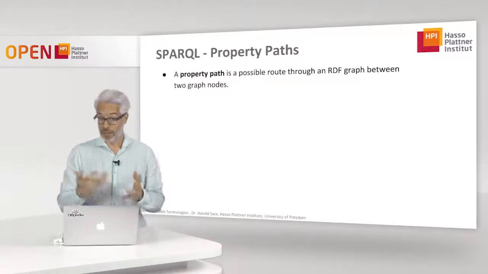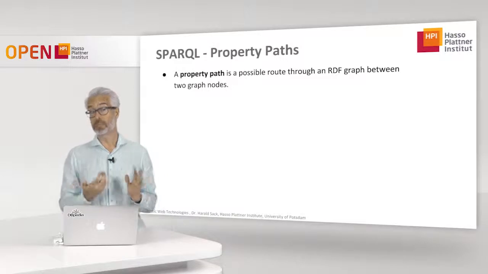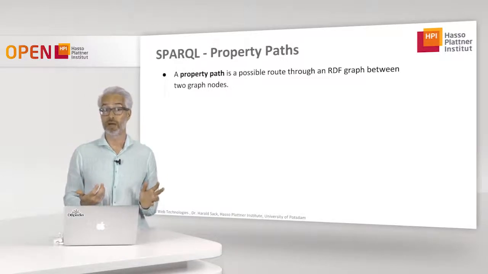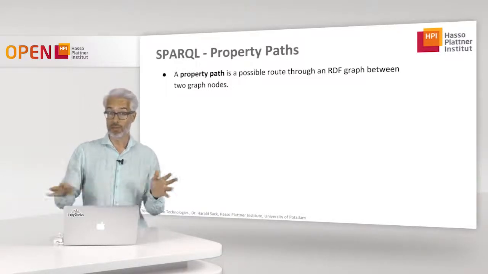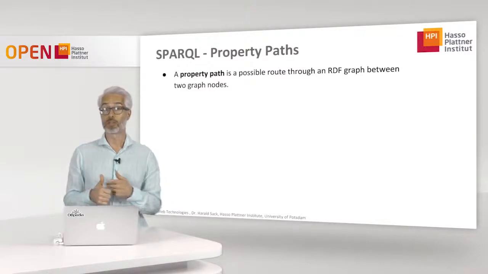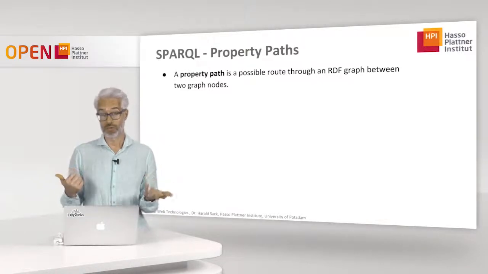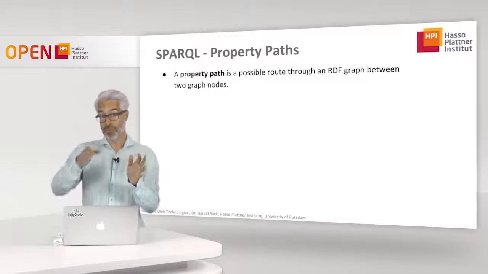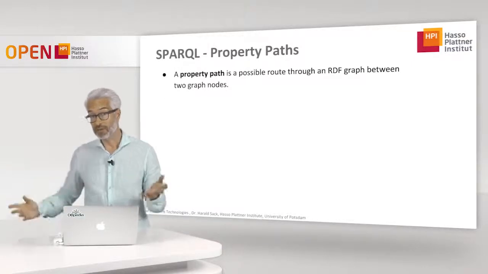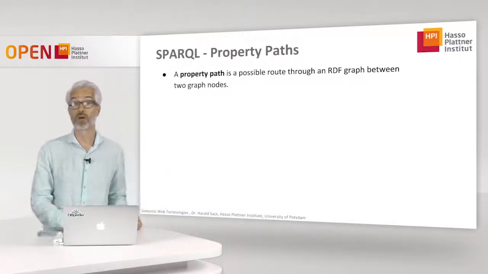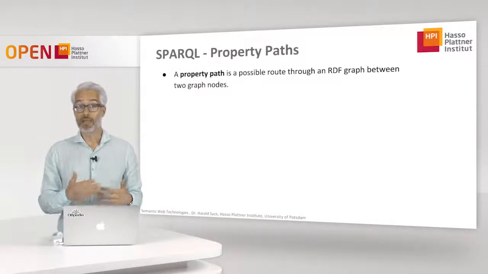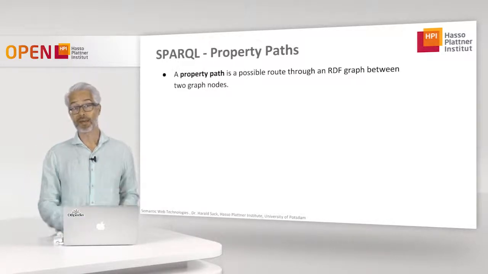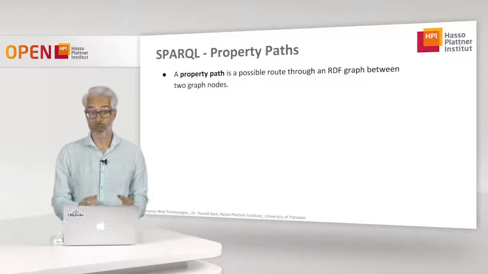So already your plain simple triple that you look at is a property path. But here, the route is only of length 1. It means it's one property that you have to cross. If you have to cross a path of several properties, then you end up in a property path which is longer than 1. But there are many possibilities to combine these properties into a property path.